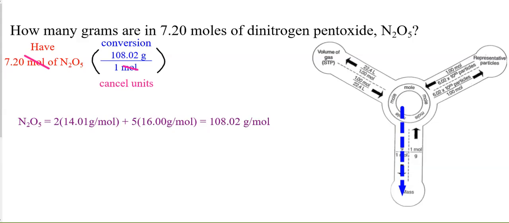And then, of course, cancel the units that cancel. The moles cancel out. The grams don't. And the compound doesn't either. So then you just do some quick math. 7.2 essentially times 108.02 will give you about 778. I simplified it to 3 significant figures since I have 3 significant figures in my actual starting number. And I'm not going to consider the significant figures of the conversion chart because it's just a conversion chart. Okay.